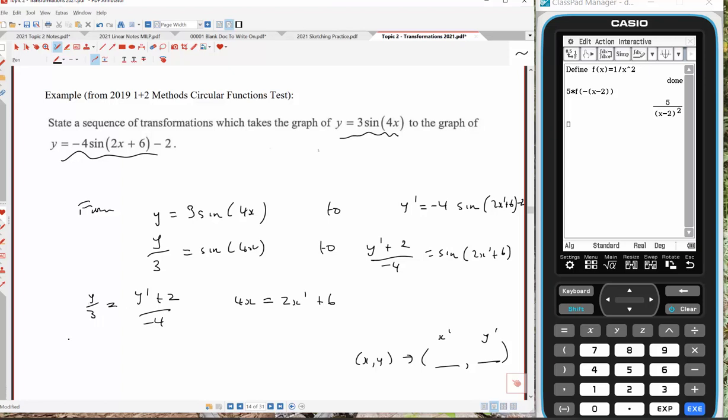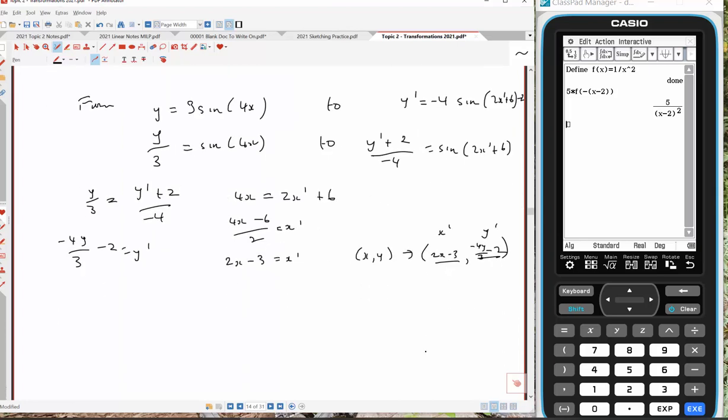So this one here, I'm going to multiply this by -4. So I've got -4y over 3, take 2 equals y dash. And this one here is going to be 4x take 6 on 2 equals x dash. Just have to tidy that up a little bit. That's 2x take 3 equals x dash. So what I did was 2 went in and 2 went in. So I've got 2x take 3 equals x dash.